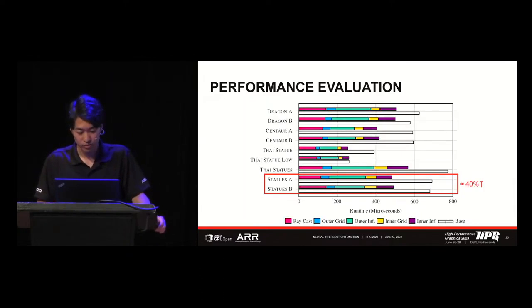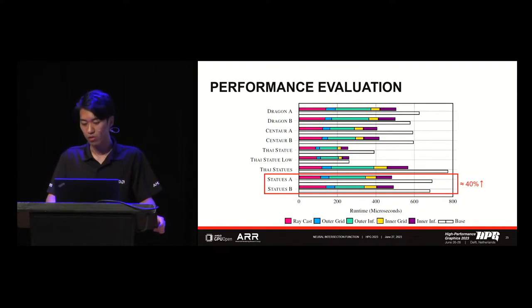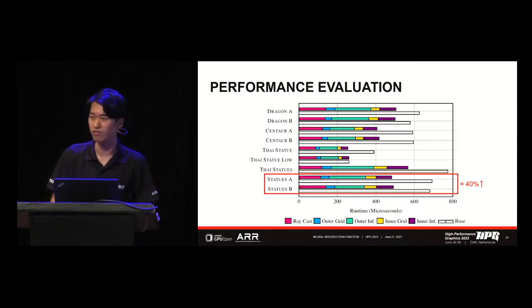And from here, we will show rendered images for these two scenes, statues A and statues B, which show about 40% performance improvement. You can find more rendered images for other scenes in our paper and the supplemental document, so please check them if you're interested.